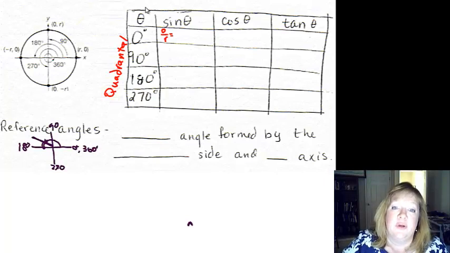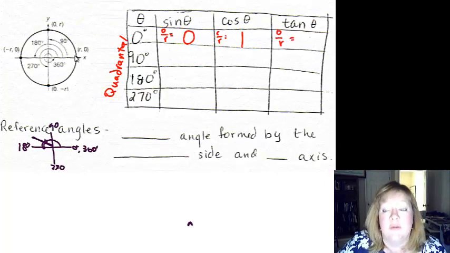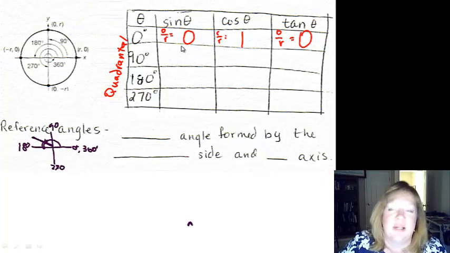So when you do y over r, you'd have 0 over r, which gives you 0. Cosine is going to be adjacent over hypotenuse, or x over r, but x is r. So it would be r over r, which is 1. Tangent is going to be y over x, which is, again, x is r, so it's 0 over r. I know this doesn't make too much sense, but just get these memorized. If you put it in the calculator, sine of 0 is 0, cosine of 0 is 1, and tangent of 0 is 0.